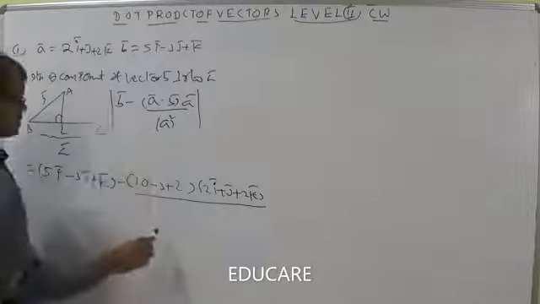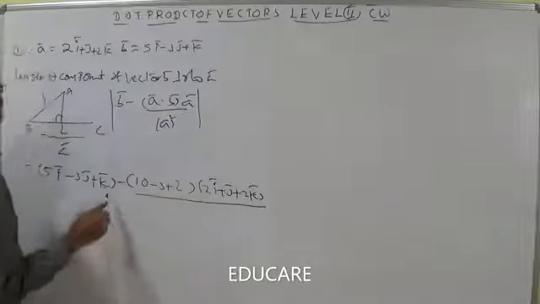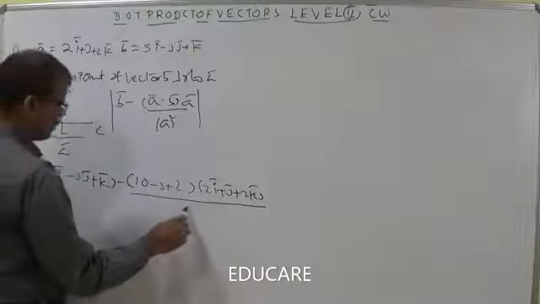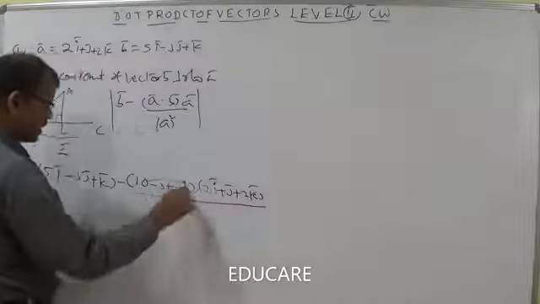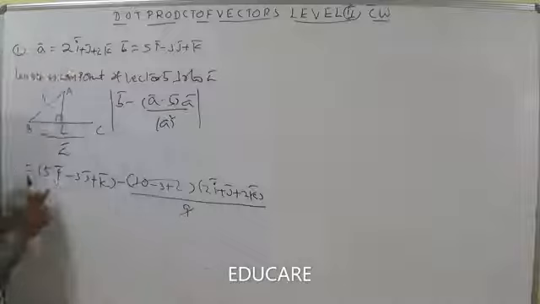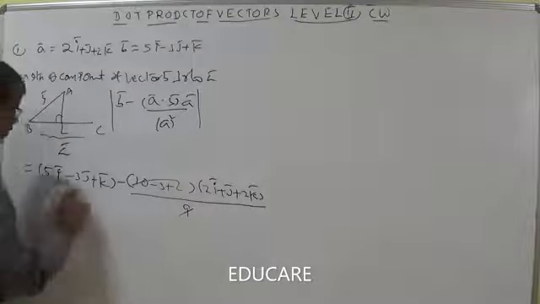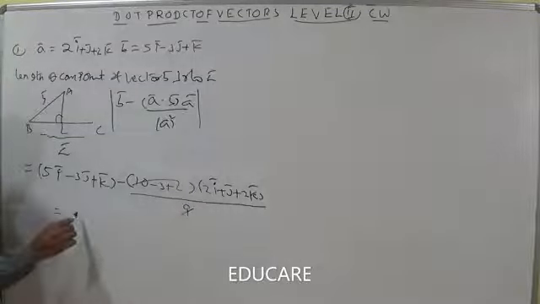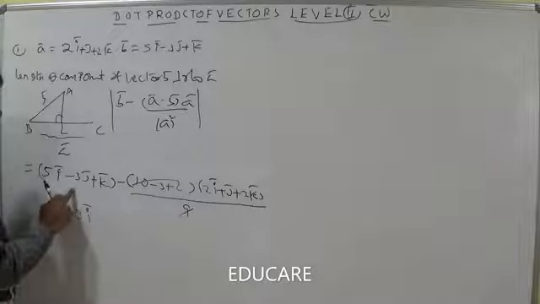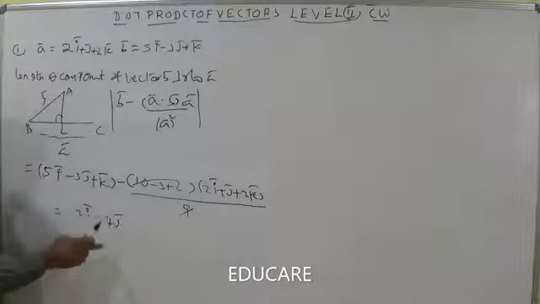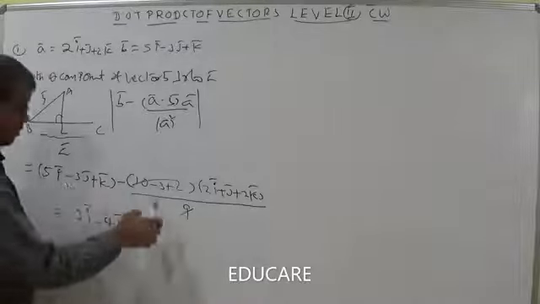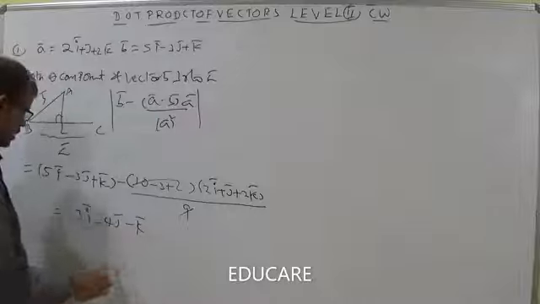What is the value of mod A square? 4 plus 1 plus 4, it is 9. And 10 minus 3 plus 2 is 9, so 9 and 9 get cancelled. Now subtract this vector from that vector. 5i minus 2i is 3i, minus 3j minus j is minus 4j, plus k minus 2k is minus k.